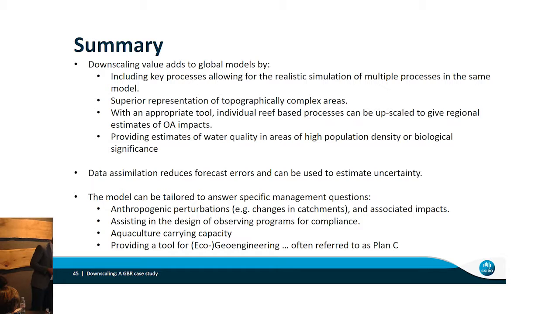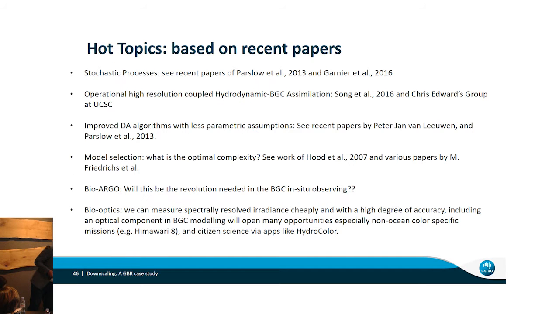But looking globally, what are the hot topics in regional downscaling? Well, first of all, there's some very nice work being done here in France by, I think it's Florence Garnier, on stochastic processes. It's a very nice way to include uncertainty in the models. I think we're going to see more operational high-resolution coupled hydrodynamic and BGC assimilation, and a good example of that is the work done by Chris Edwards' group.